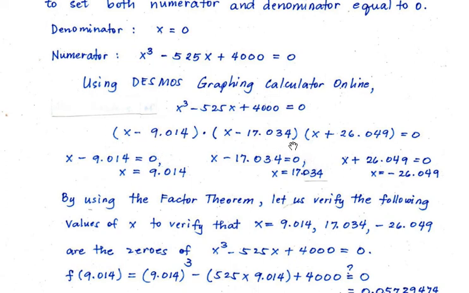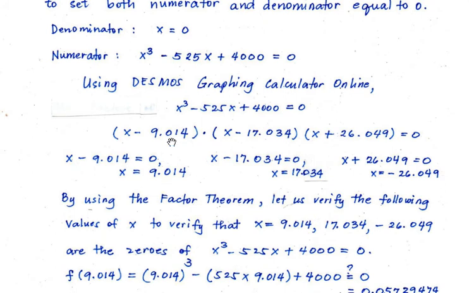So these are the factors. And later on, just to convince us that it's really these 3 values for x and these three factors are really the factors of the given polynomial function, we will use the factor theorem. But for now, let's take it as it is, that the factors of x cubed minus 525x plus 4,000 equals 0. This expression will become quantity x minus 9.014 times quantity x minus 17.034 times quantity x plus 26.049 equals 0.